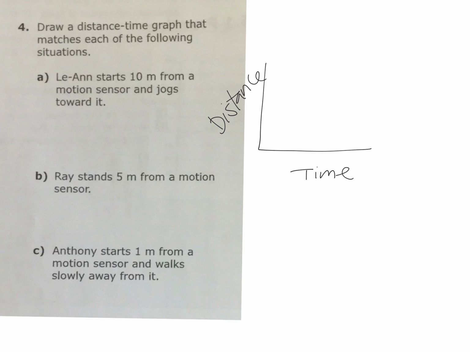From the motion sensor, would she start at the origin or above the origin? So she starts 10 meters from the sensor, and she's going towards the sensor. Is the line going to go up or down? She's going back towards the sensor. Down. Think about it. She's starting 10 meters from the motion sensor.